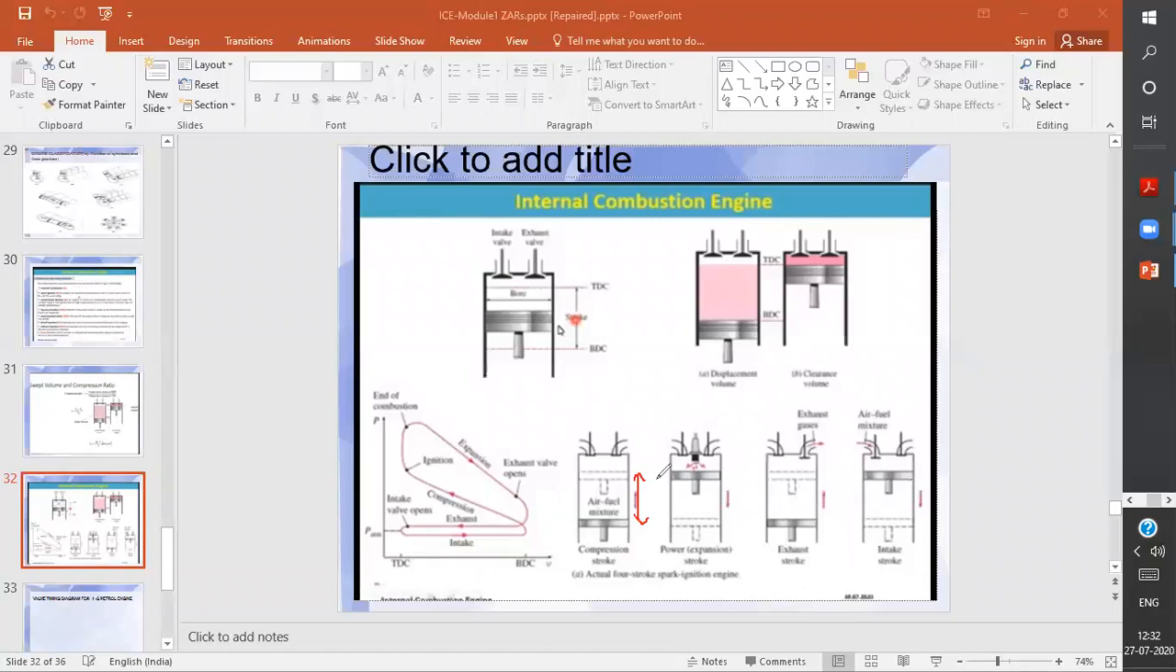When the piston moves from top dead center to bottom dead center, the crankshaft rotates by 180 degrees only. In the exhaust stroke also, the crankshaft rotates by 180 degrees only. But for more rotation of the crankshaft, I am keeping this exhaust valve open, for more than 180 degrees of crankshaft rotation. Hope you are getting this, students. For more time I am keeping the exhaust valve open.